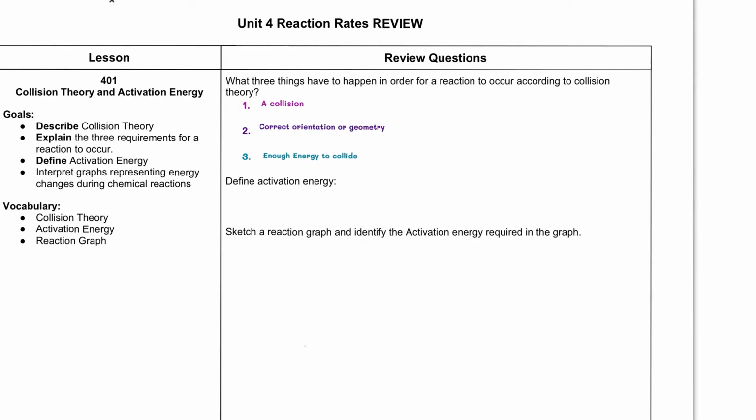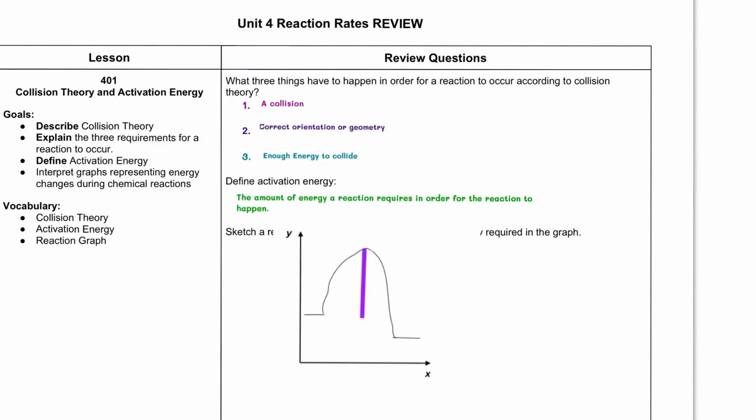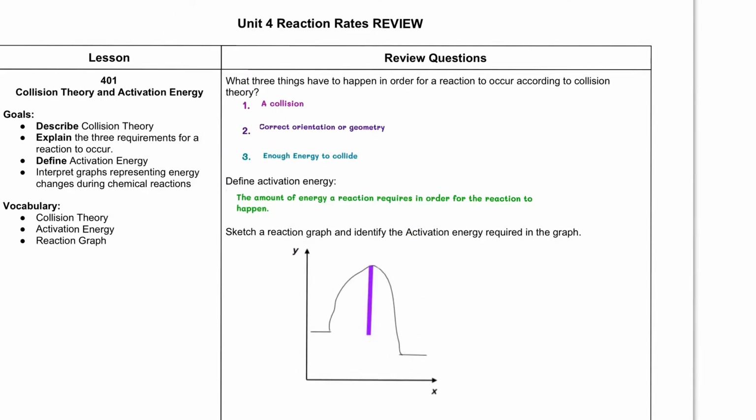The definition of activation energy is the amount of energy a reaction requires in order for the reaction to happen. Okay, and then this also asks us to sketch a reaction graph, and identify the activation energy required in the graph. So I bring it down here. So the activation energy is this. It's the distance between that top hump here and the reactant energy. So the distance between the top of the hump and the reaction starting energy. That is your activation energy.